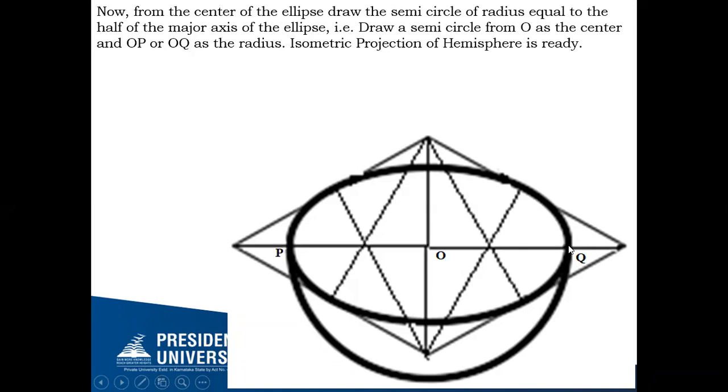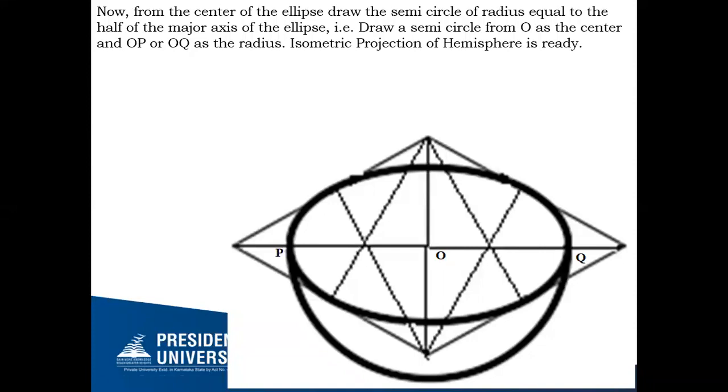That is the end point of the major axis of your ellipse. This or this point as the radius, you draw a semicircle like this. Once again I'll repeat this. To draw the hemisphere in isometric position after drawing the ellipse, from the center, that is O, either OP or OQ as the radius, you draw a semicircle. If you do this, this completes the isometric projection of your hemisphere.